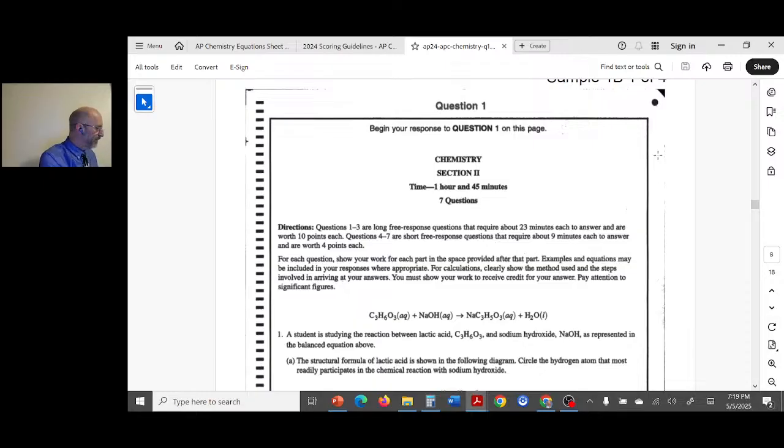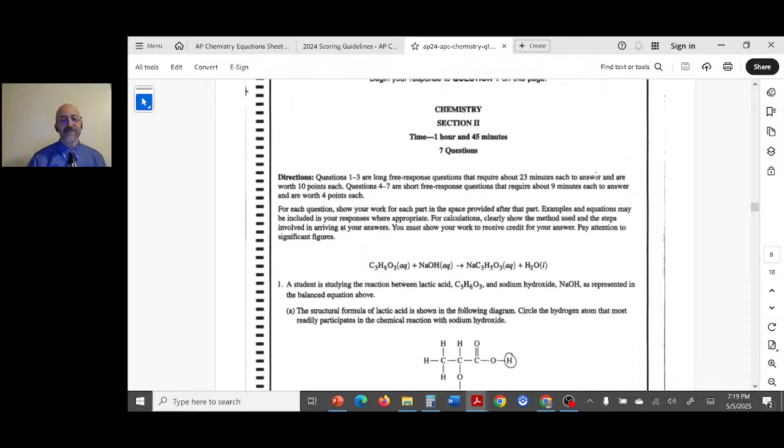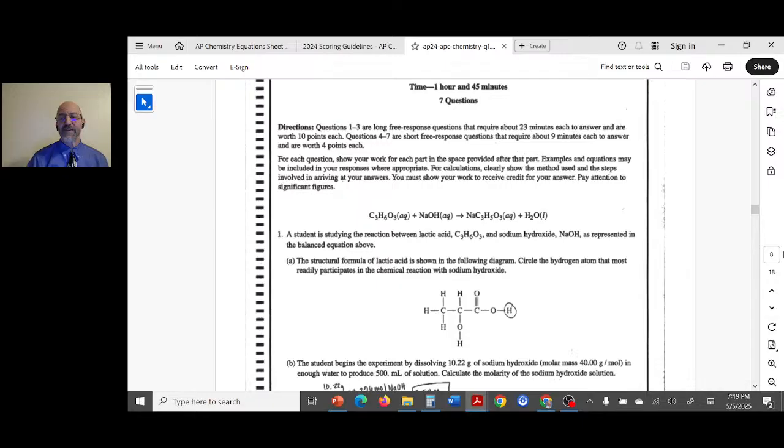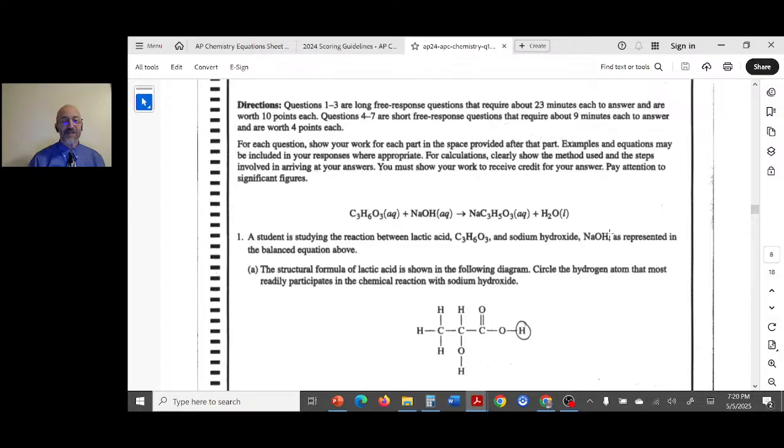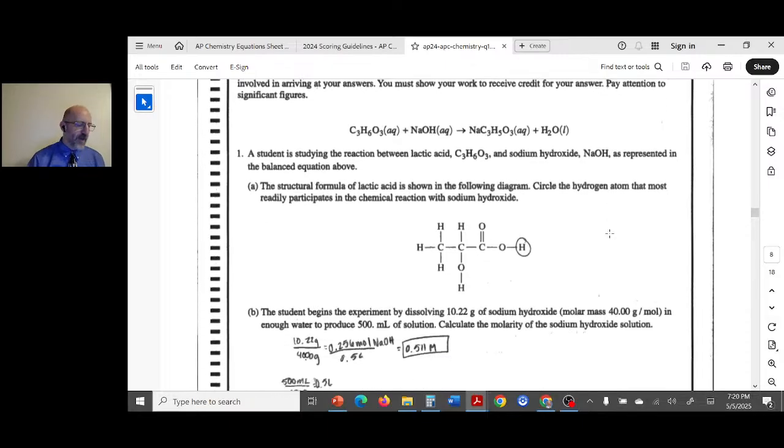Okay, so I'm just going to make sure I got my pages lined up here. So here is the commentary for this particular student who did not earn full credit. They got 5 points out of 10. As I'm scrolling through this document, you can double check and see whether they should have earned the point or not. The point in part A was earned for circling the correct hydrogen. The point in part B was earned because the correct molarity is calculated and they show their work.